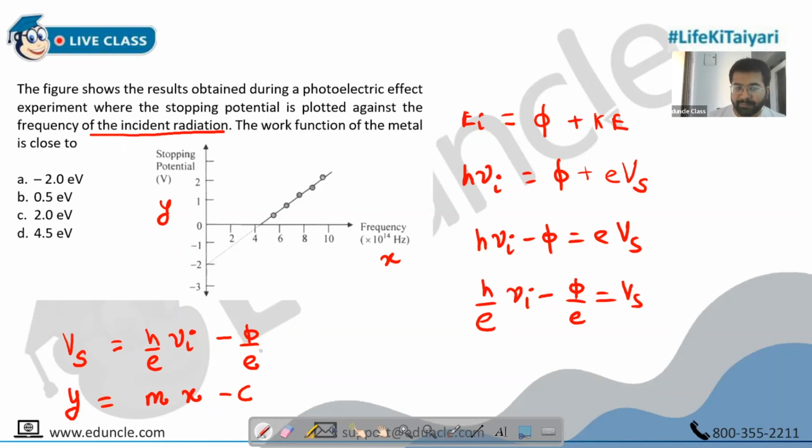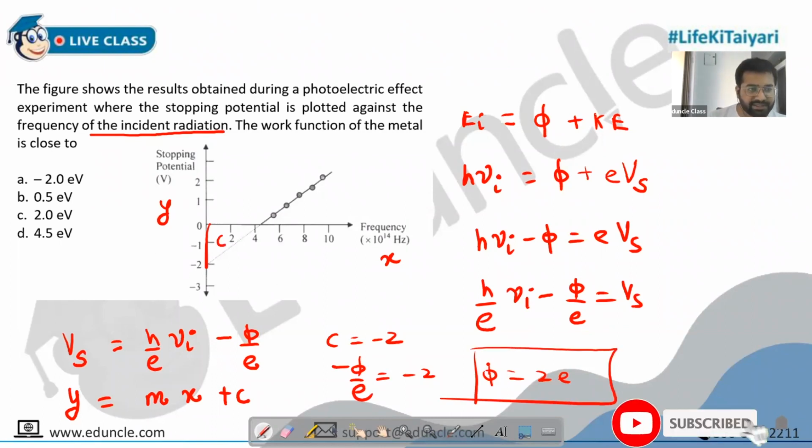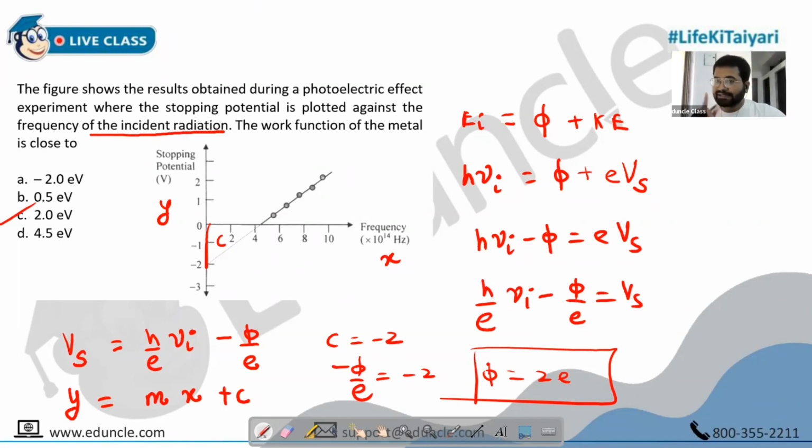It means that whatever is the value of this intercept, if you want, you can write plus c, it doesn't matter. So what is the value of the intercept in the diagram? It's minus 2 volts. So the value of c is minus 2. Comparing, what do you get? Minus phi by e is minus 2. So phi is 2e, people. The work function is 2 eV. The answer is option C, 2 electron volts. That's it. Make a note. It was an interesting question, and hence I took this one.